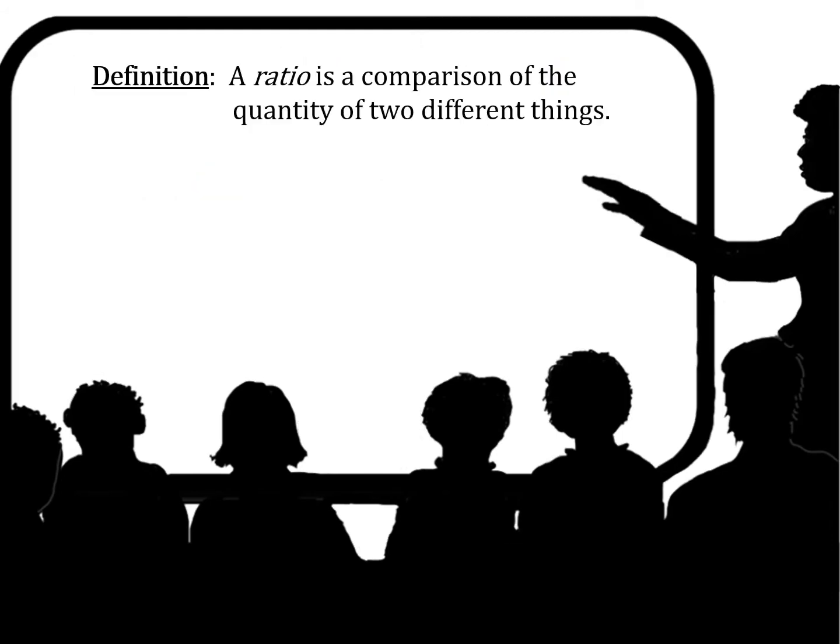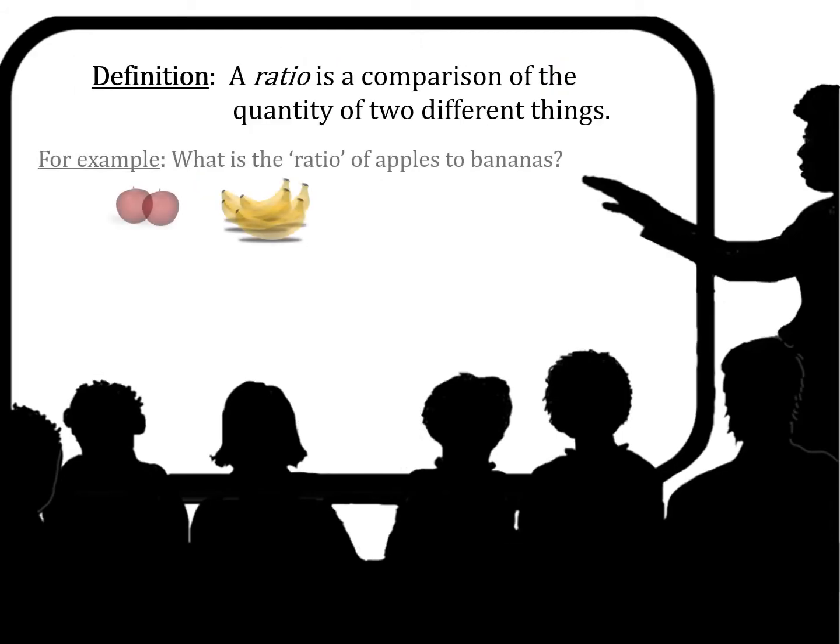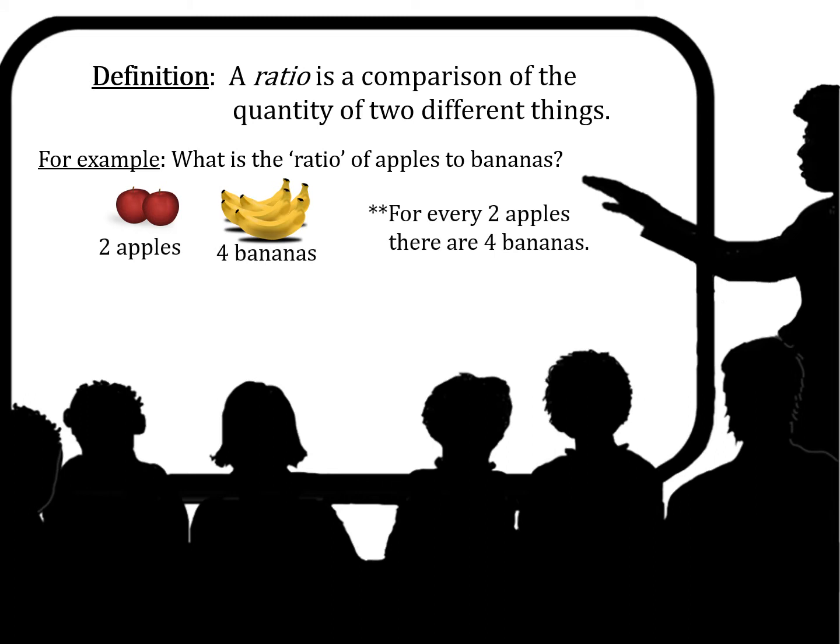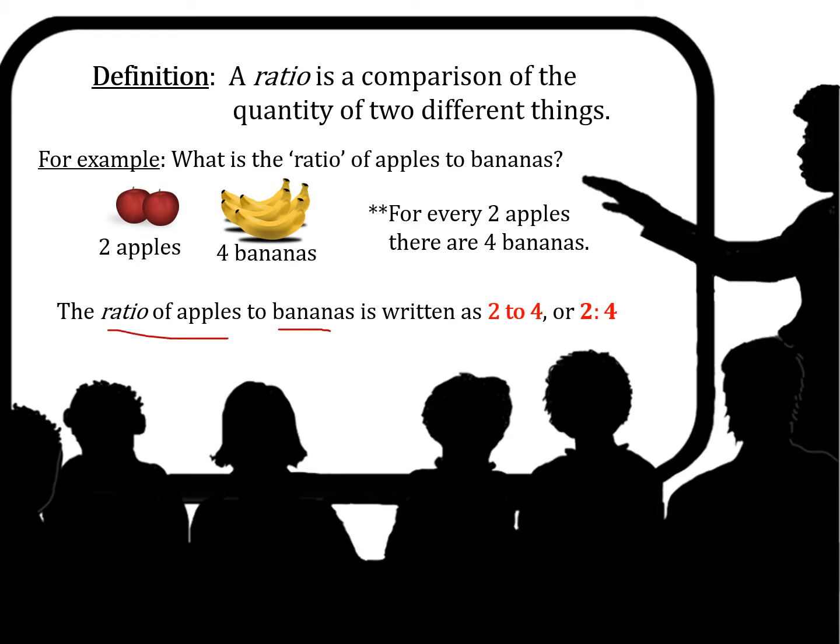A ratio is a comparison of the quantity of two different things. For example, what is the ratio of apples to bananas? There are 2 apples, there are 4 bananas. For every 2 apples, there are 4 bananas. The ratio of apples to bananas is written as 2 to 4, or more commonly seen as 2:4.